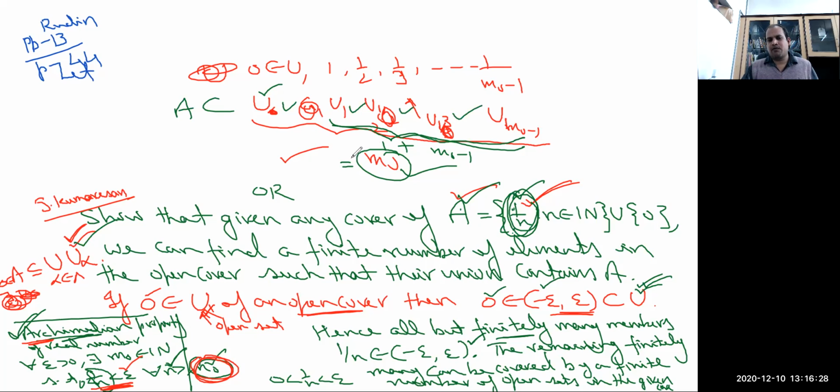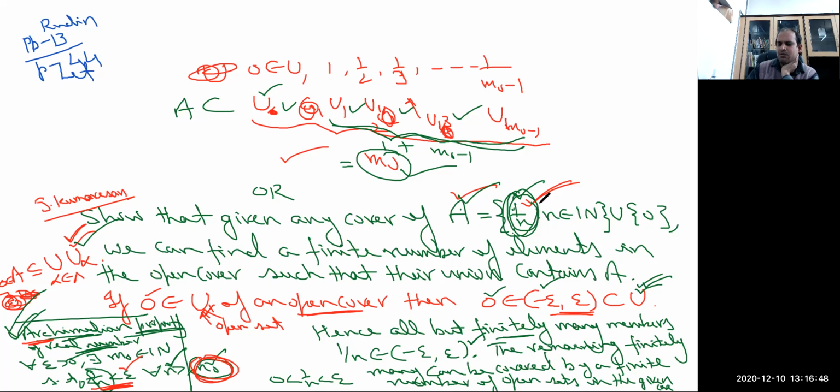So if someone wants to claim it without using the Heine-Borel theorem, then we have to do it using the Archimedean property of real numbers. And if someone wants to use the Heine-Borel theorem, then we have to show that this set is closed and bounded.